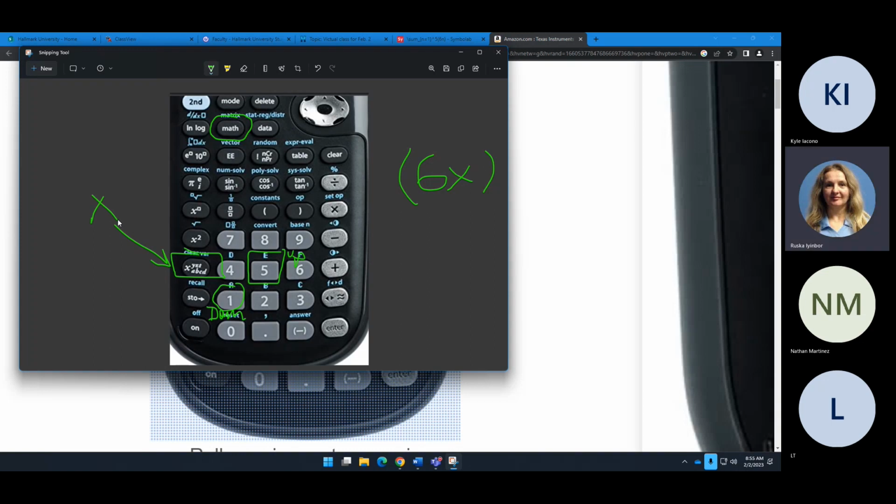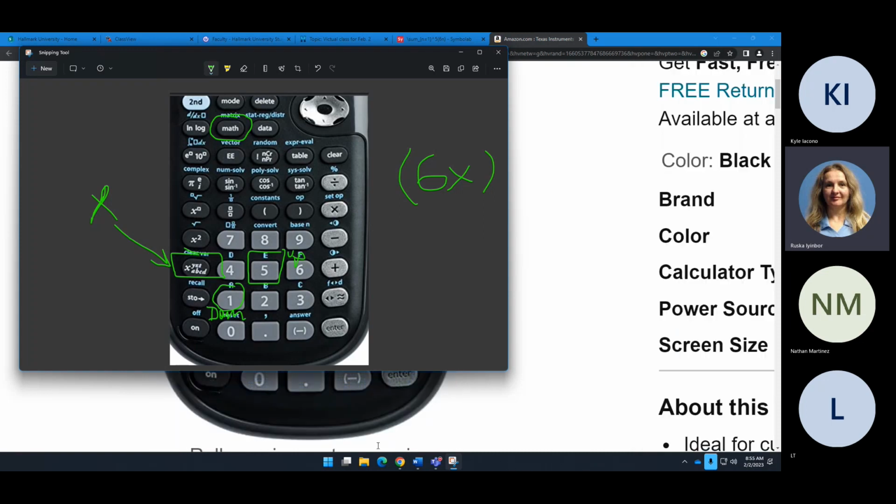So instead of n, in your calculator, you're going to put x. Everybody understand that? So instead of n, you're just going to put x. And the answer is 90. That's exactly what we get without the calculator.